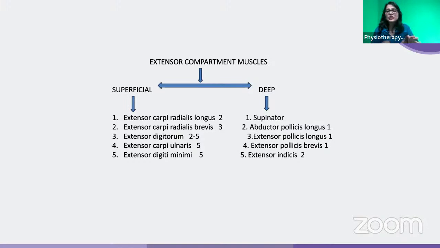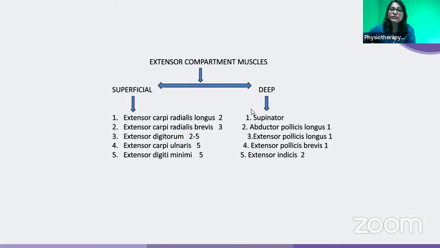Okay. Extensor digitorum. This is also a fan-shaped structure. See, anteriorly, we had 2 flexor digitorum. So these extensor compartment muscles, as you all know, have origin on the lateral compartment. So these are the insertion points, 2, 3, 2, 5, 5, 5. These are the insertion points.